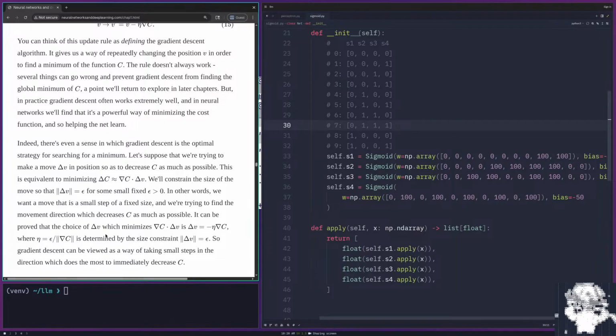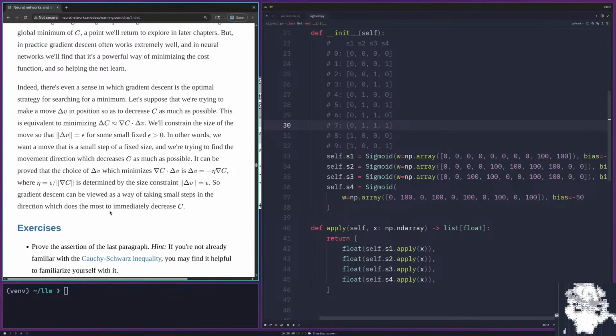It can be proved that the choice of delta v which minimizes grad of C dot product delta v is delta v equal to negative eta grad of C, where eta equals epsilon over the length of grad of C, is determined by the size constraint that the length of delta v equals epsilon. So gradient descent can be viewed as a way of taking small steps in the direction which does the most to immediately decrease C.